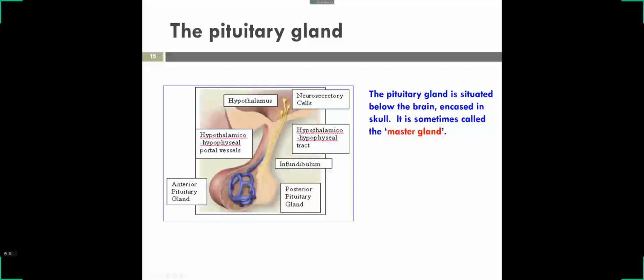It's made up of two sides, the infundibulum, okay, which leads down into the posterior pituitary gland, and then you've got the anterior pituitary gland, which is fed in by the hypophyseal portal vessels. And at the top of the pituitary gland is the hypothalamus, feeding in these neurosecretory cells. So the neurosecretory cells feed into the posterior pituitary gland, and these hypophyseal portal vessels into the anterior pituitary gland.